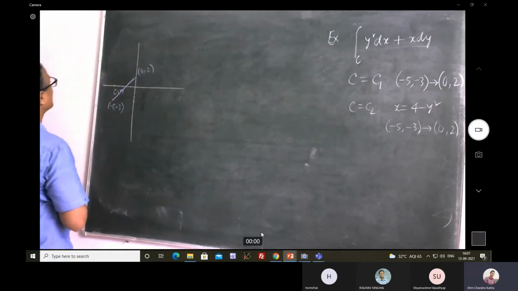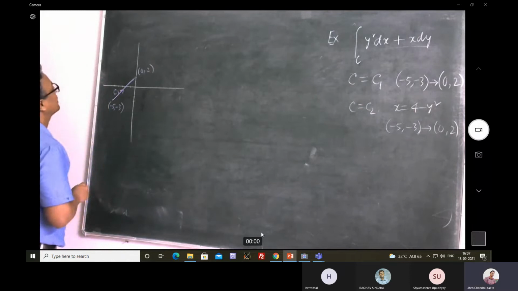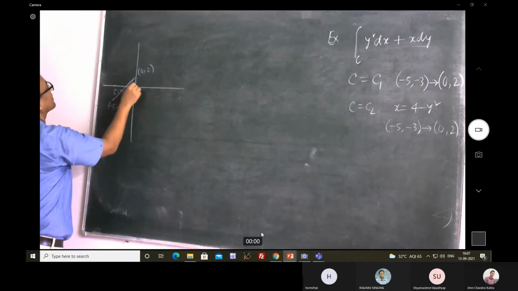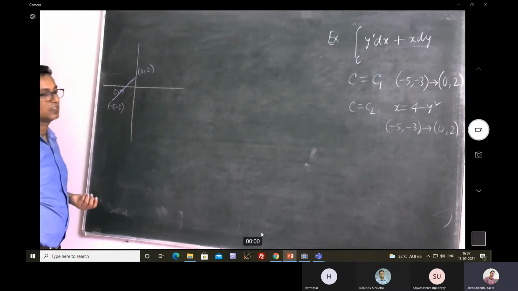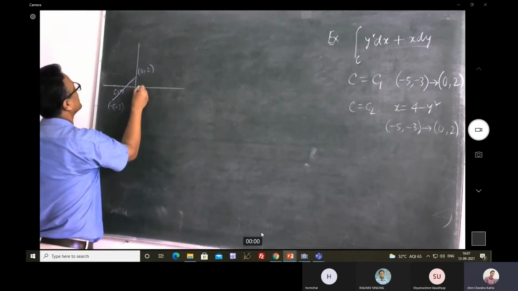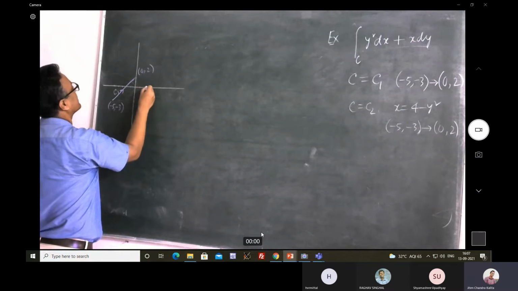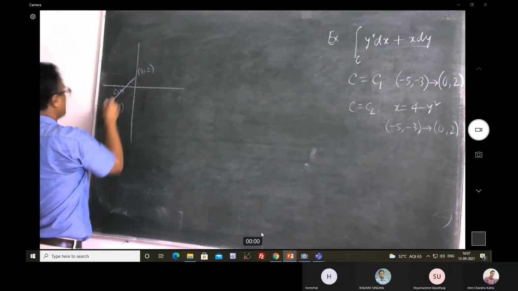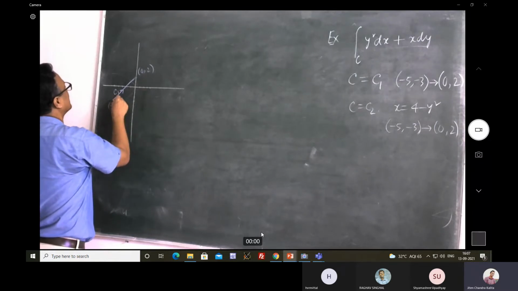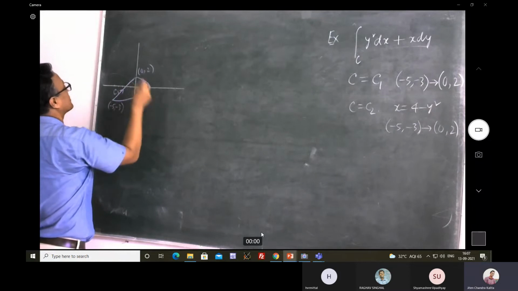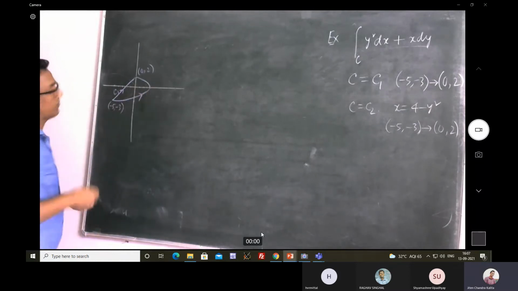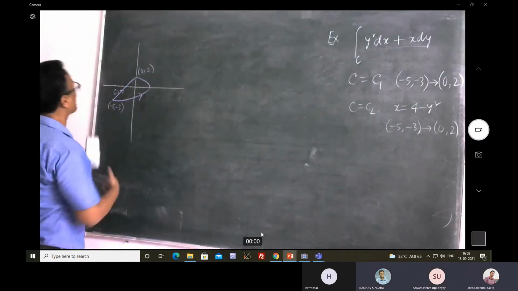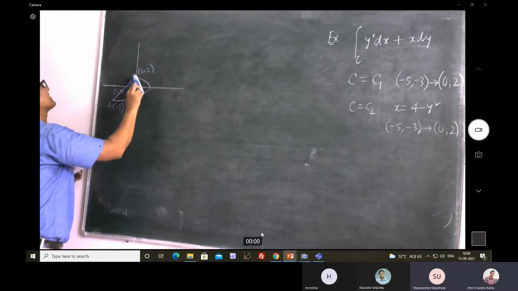4 minus y squared. Your minus y squared is going to be something like this, isn't it? For 4 minus y squared, you have to move it 4 units towards the right. Fine, is it okay? So it is going to be something like this. That is the way of drawing it easily.